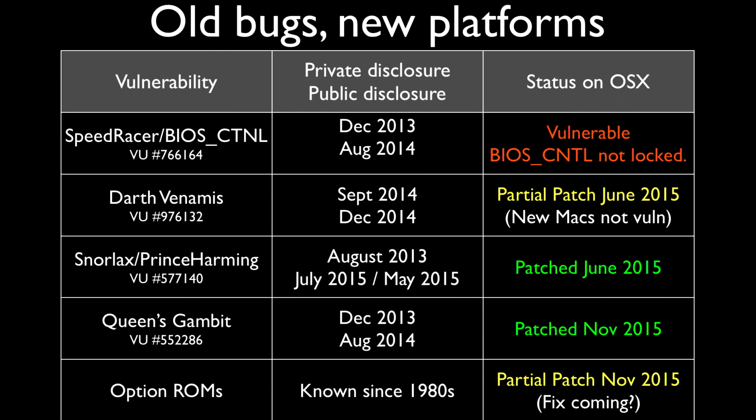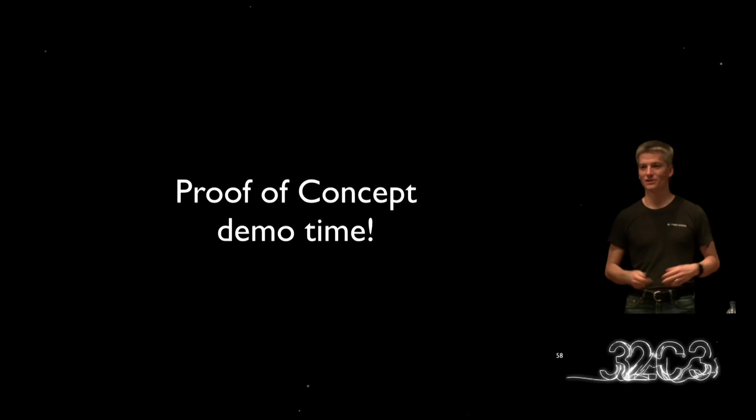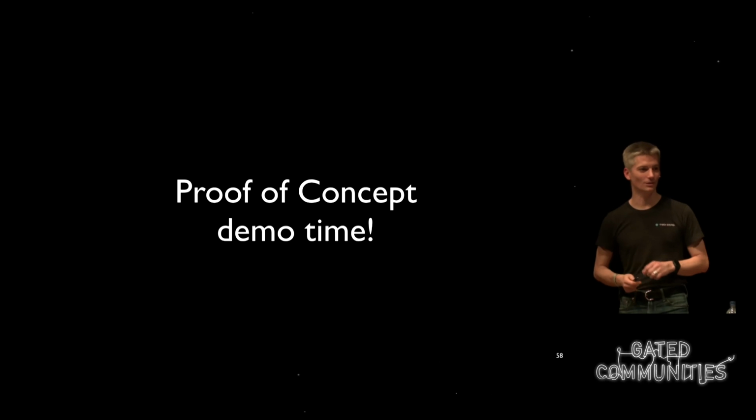I've heard that the new iMacs and some of the newer systems are no longer loading option ROMs, which I think is great. And USB-C doesn't have option ROMs yet, but maybe Thunderbolt 3 will bring option ROMs to USB-C. We'll see. So, all these vulnerabilities are interesting. I'm glad we've got them fixed, but it was really fun to package them together into a proof of concept demo. So let's see how this could all come together.